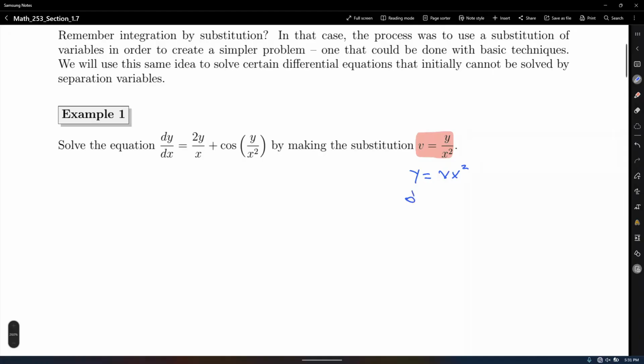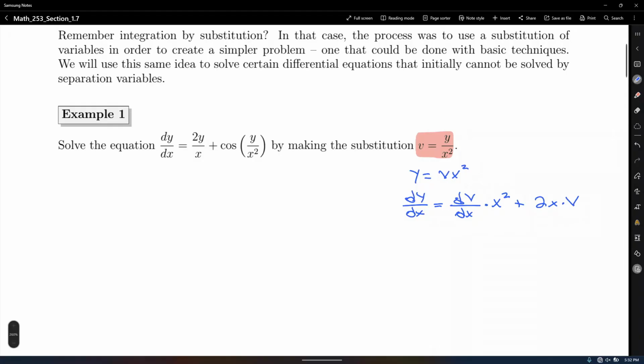So, let's find dy/dx. dy/dx equals v, which is a function of x, which we don't know. Well, that's going to be, let's call it dv/dx times x squared plus the derivative of x squared, which is 2x times v. Okay, so that's the product rule in action here, along with a chain rule and implicit as well, because we don't know what that v is. All right, but we know this v depends on x.